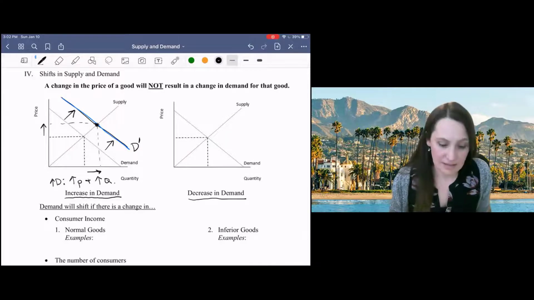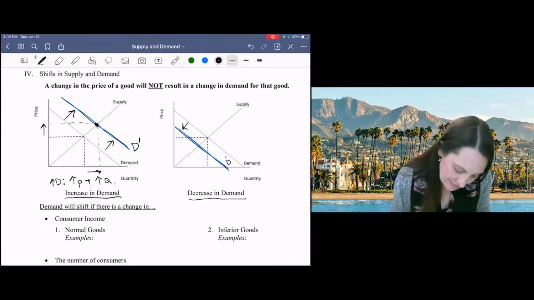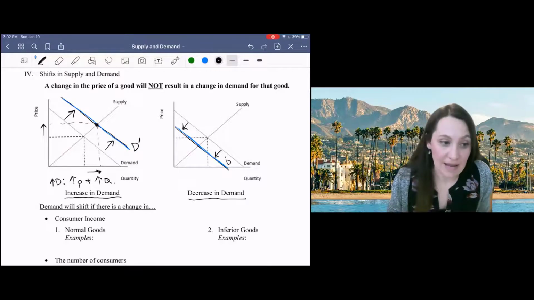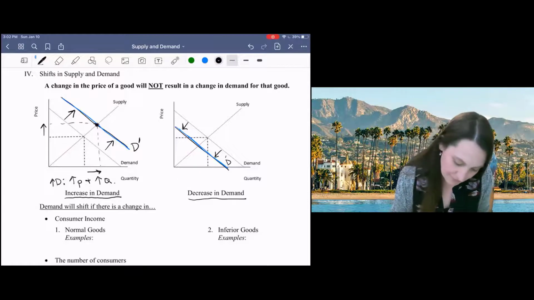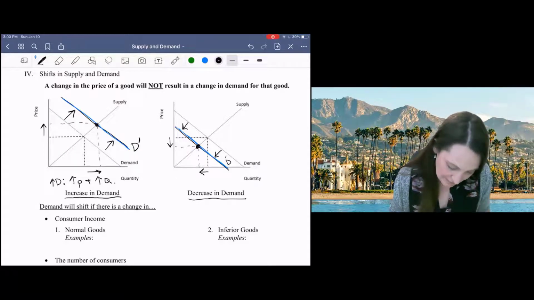Likewise, a decrease in demand will result in a decrease in the equilibrium price and quantity. When we say that demand decreases, we mean that at any given price, the quantity demanded is now lower. The result is a new equilibrium point where our new demand curve intersects supply. As you can see, that new equilibrium point occurs at a lower price and a lower quantity.